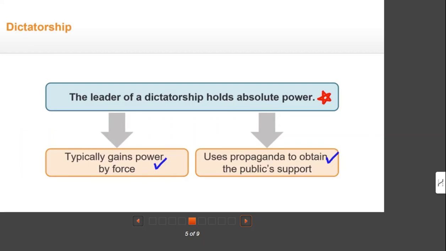Dictatorships are one of the two most common forms of government in the world today. The other is constitutional democracy. Dictators do not call themselves dictators. The same is true for fascist leaders.